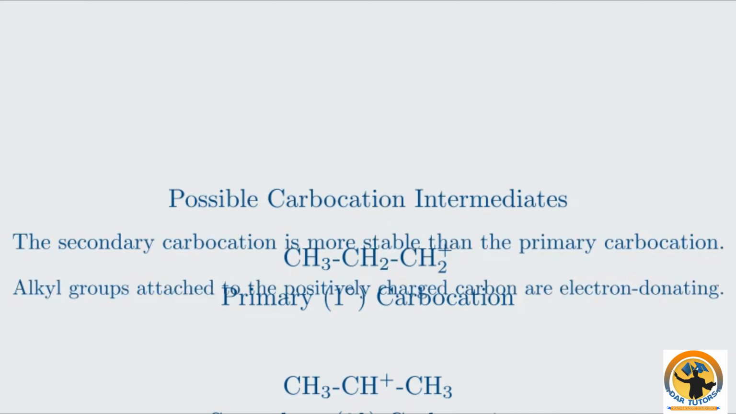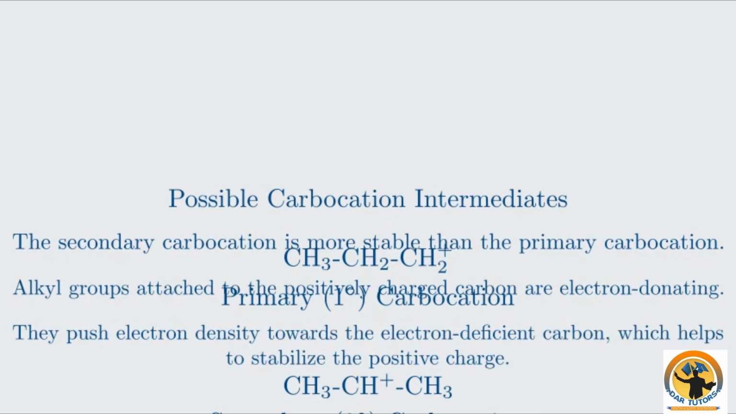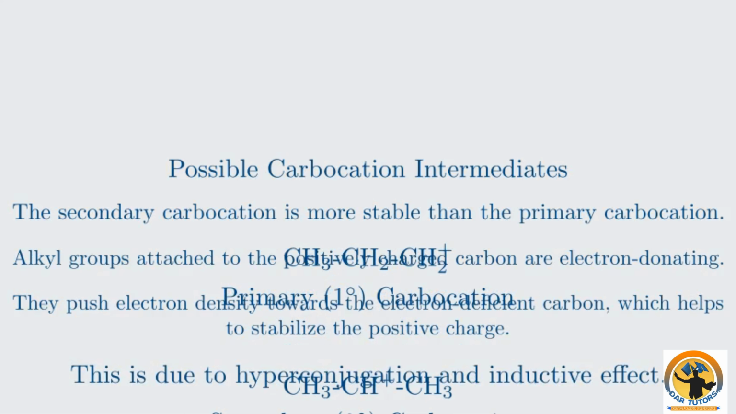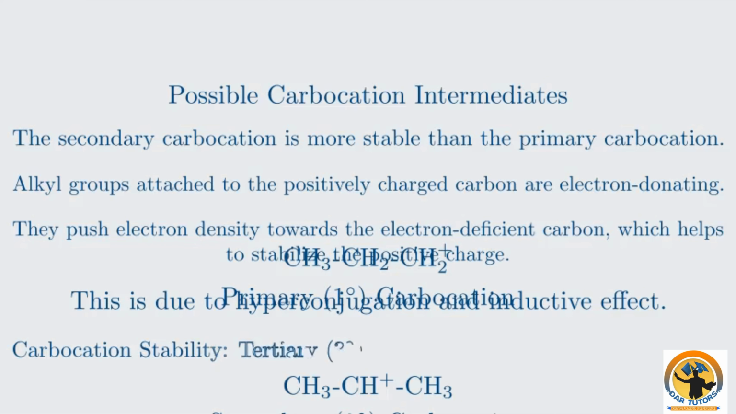This is because the alkyl groups attached to the positively charged carbon are electron donating. They push electron density towards the electron-deficient carbon, helping to spread out and stabilize the positive charge. This effect is called hyperconjugation and inductive effect. Here's an order of carbocation stability. Tertiary is most stable, then secondary, then primary, and methyl is least stable.